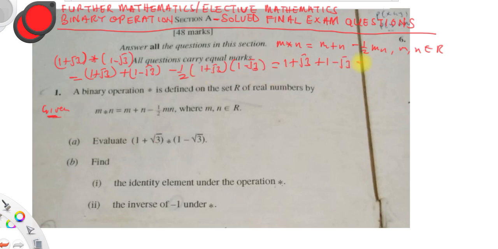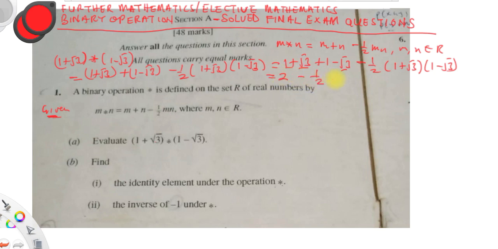Then minus 1 over 2 into bracket 1 plus square root of 3 times bracket 1 minus square root of 3. This is the difference of 2 squares, so you need not worry yourself. The answer you get is 1 minus 3. Square root of 3 minus square root of 3 is 0, and 1 plus 1 you get 2. So you get 2, then minus 1 over 2.